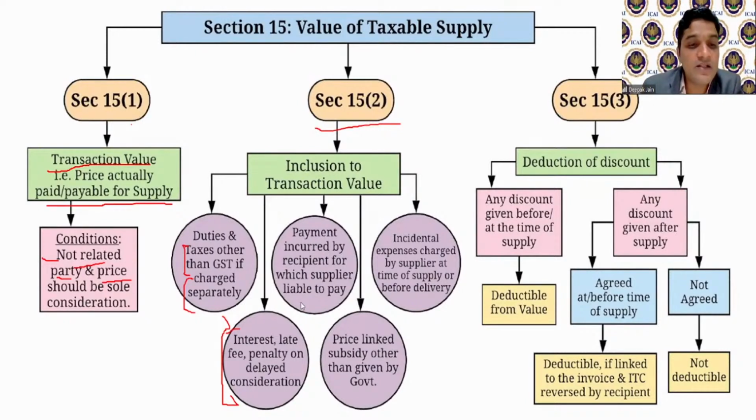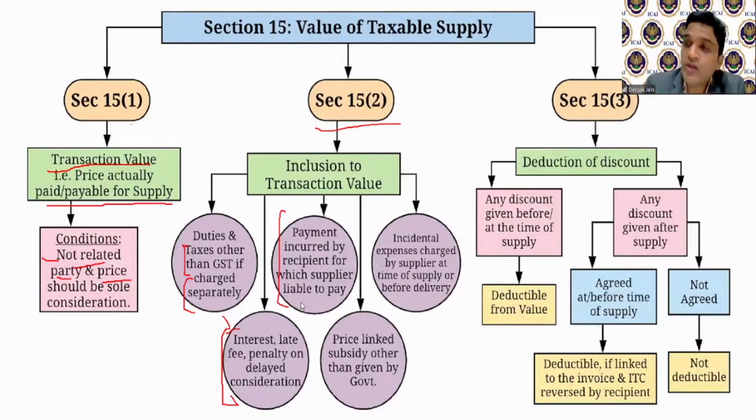Then payment incurred by the recipient for which supplier is liable to pay. Supplier has supplied something. For this, the recipient, instead of paying to me, said that I'll pay to your vendor for one transaction what you have done. Like example, I have manufactured a furniture. For the furniture manufacturer, the purchaser said that I don't trust you what kind of wood you will buy. I will buy the wood on your behalf and give it to you. So the buyer is buying the wood and he's giving it to me. I will do all the other work of assembling, crafting, and polishing and other things.